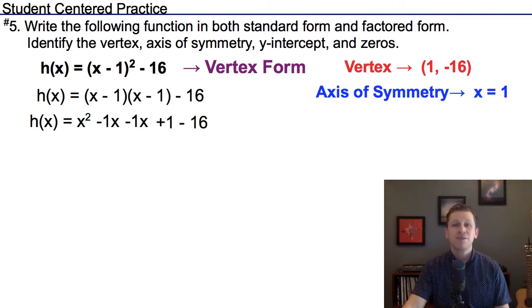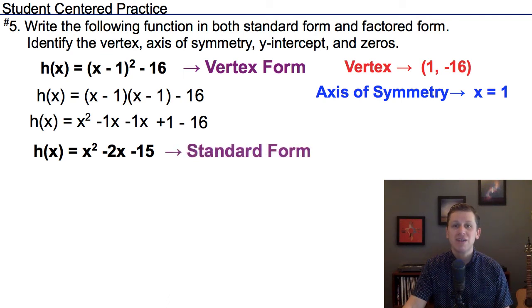Let's combine like terms to finish putting this in standard form. Negative 1x plus negative 1x gives us negative 2x, and 1 minus 16 gives us negative 15. We have now just written this function in standard form. When a quadratic function is written in standard form, we can tell what the y-intercept is. It's always the coordinate 0, c, where c is the constant when it's written in standard form. That means the y-intercept here is the coordinate 0, negative 15.